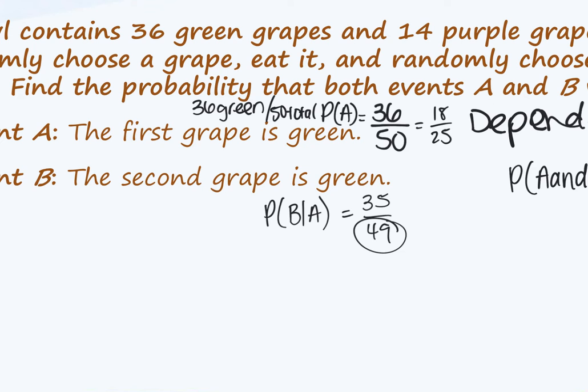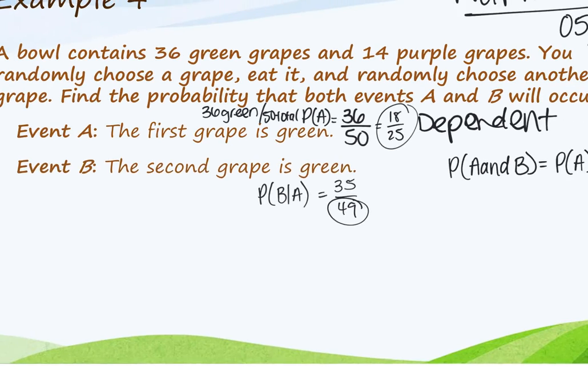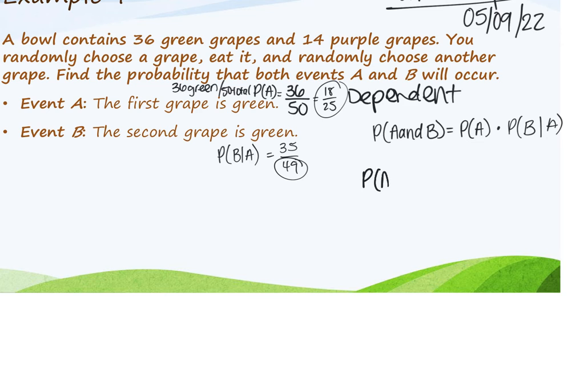So we have 18 over 25, and then we have 35 over 49. The probability of A and B happening is going to be the probability of A, which is 18 over 25, times the probability of B given A, which was 35 over 49. Wait, can't you make that 5 over 7? You can because they're both divisible by 7. Very good. So let's change that to 5 over 7, because these are both divisible by 7. So the probability of A and B.